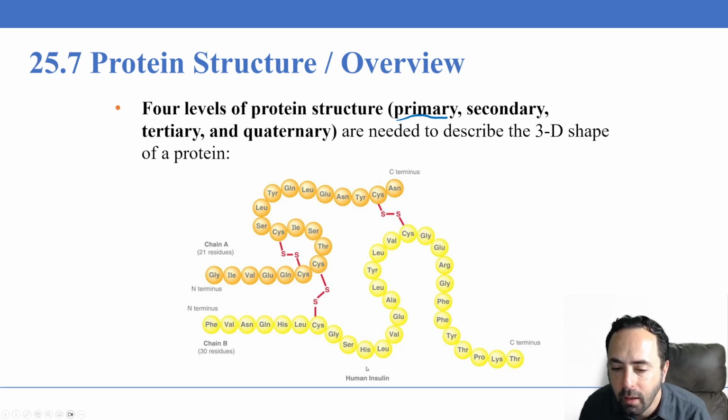What you have here is an example of human insulin, which has all 4 of these structures. So it has a sequence of amino acids. It has some secondary structure where these amino acids interact with each other, some tertiary structure where we have disulfide linkages and other interactions between the side chains, and finally we have a quaternary structure because we have 2 amino acid sequences which are joined together by these disulfide linkages to produce human insulin.